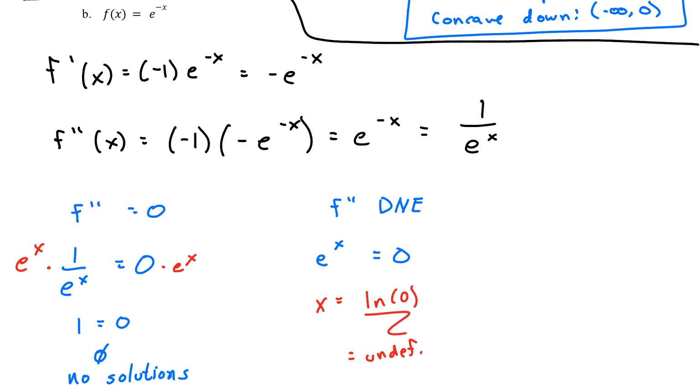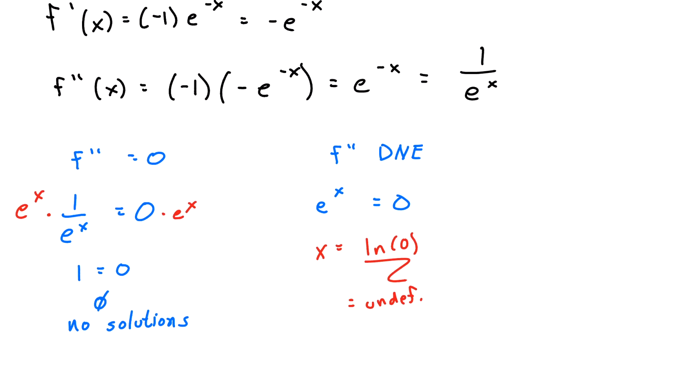If you try to type that into your graphing calculator, it's going to say error domain, because 0 is actually not in the domain of the logarithm function. We can't take the natural logarithm of 0. It's not defined. What that means for me is that, again, I end up with no solutions.